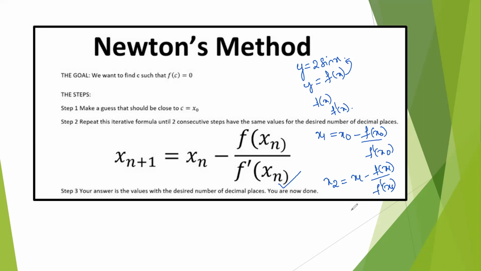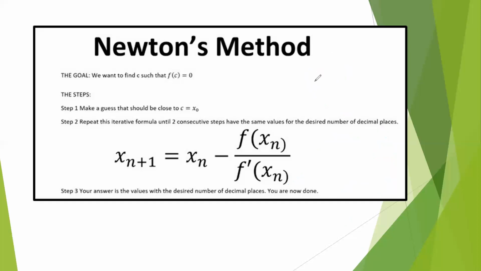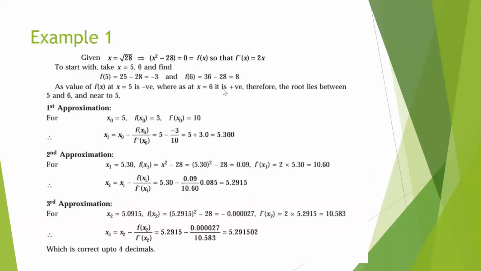So what is happening here? Repeatedly the same formula is being applied to find successive values of x, like x1, x2, x3, and so on, isn't it? So this is called the iterative formula of the Newton-Raphson method, or simply Newton method. After knowing this iterative formula, let us see how to solve a question, means how to solve a transcendental equation by using this Newton-Raphson method.